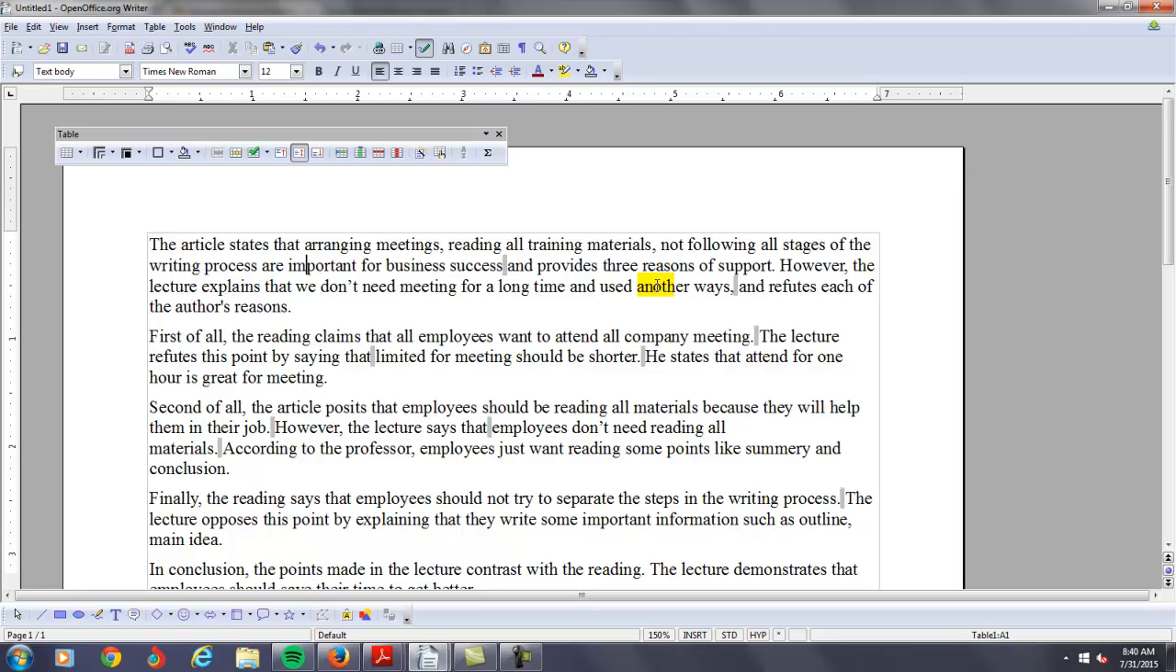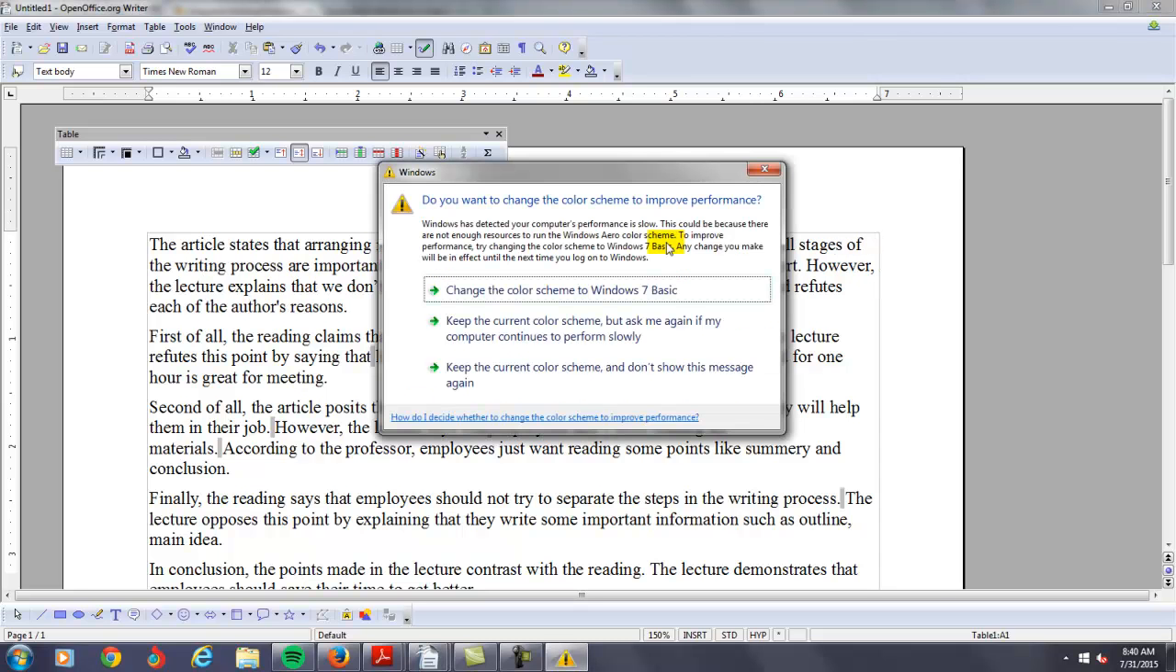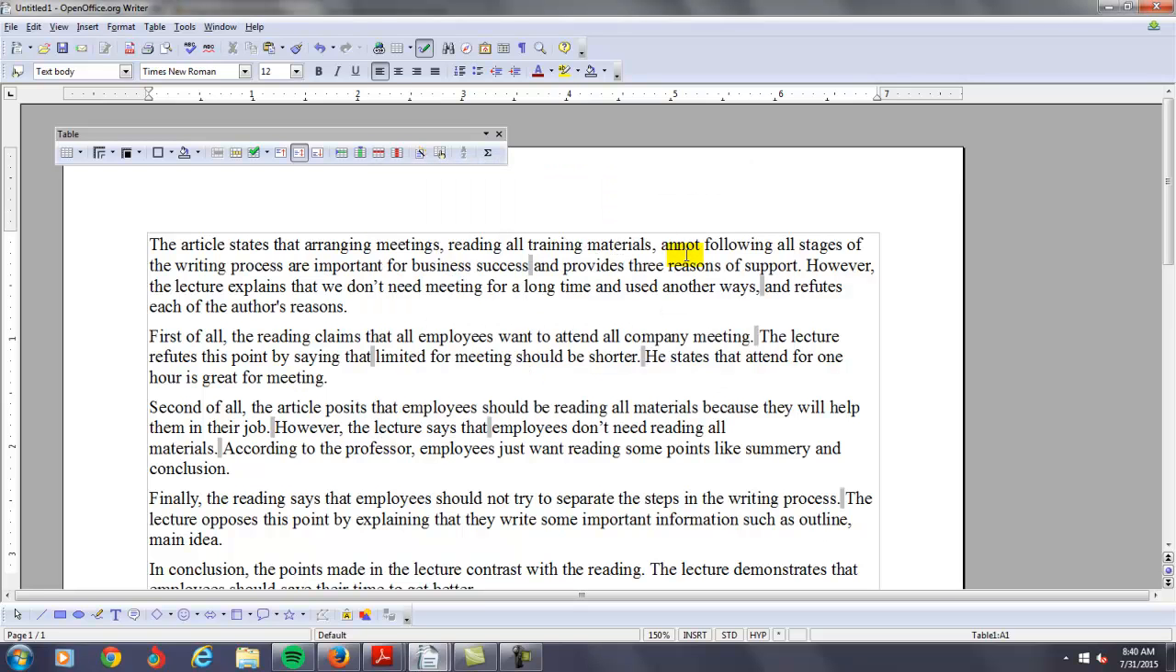So we have the article states that arranging meetings, reading all training materials, not following all stages of the writing process. You can put, and not following all stages of the writing process are important for business success and provides 3 reasons of support. However, the lecture explains that we don't need long meetings, and use another way refutes each of the author's reasons.